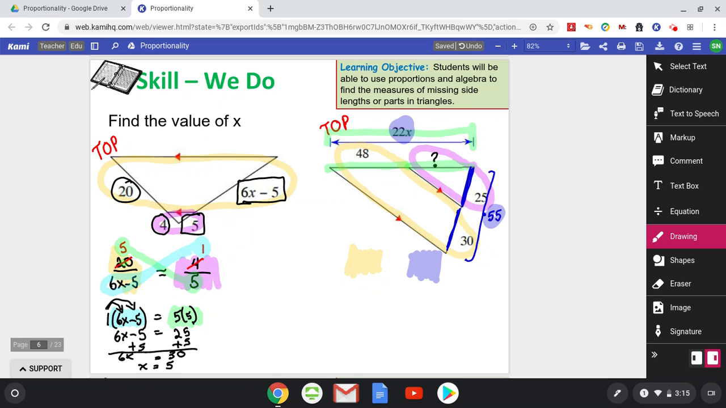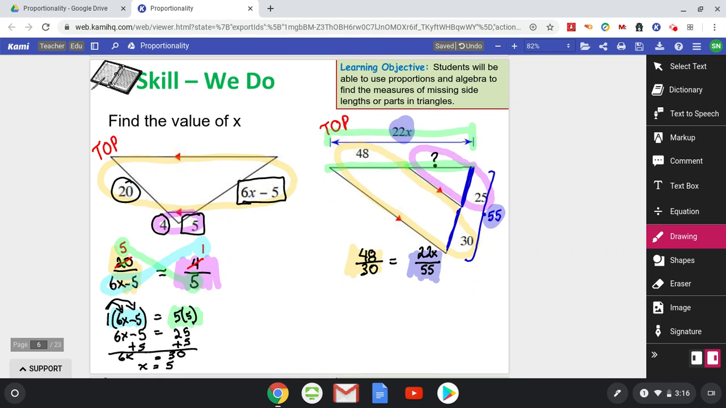Going back to the fractions, on the orange, we have 48, because the 48 is on the side that says top, over 30. That's the other number in the orange section. That would be equal to, now we are not looking at the purple section because we didn't get the value of x. We are looking at the numbers highlighted in blue. That means we have 22x over 55.